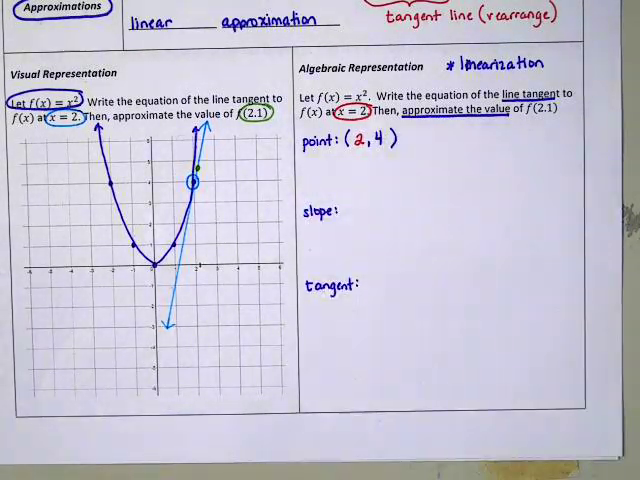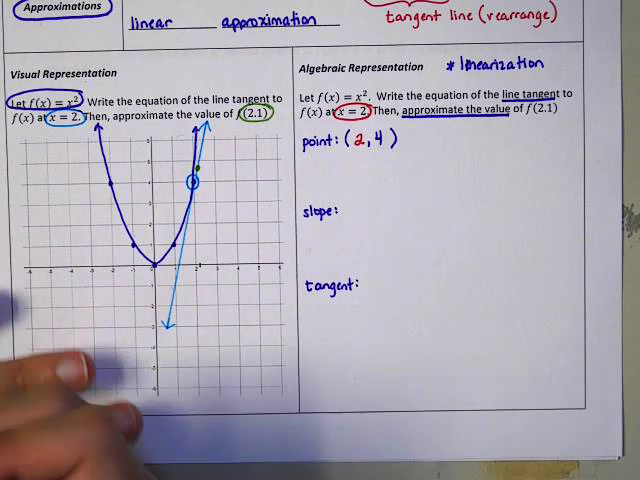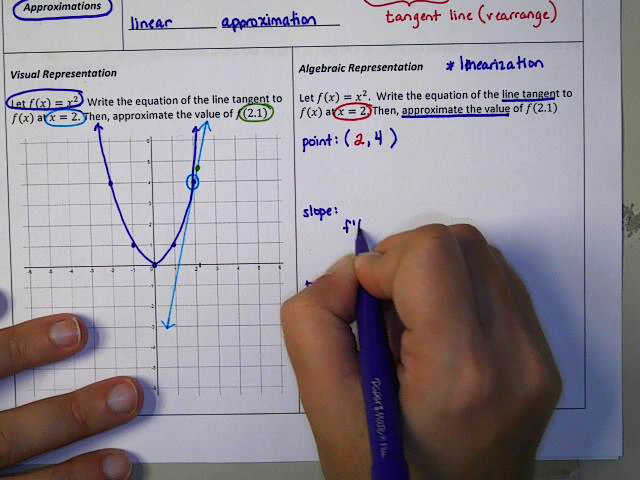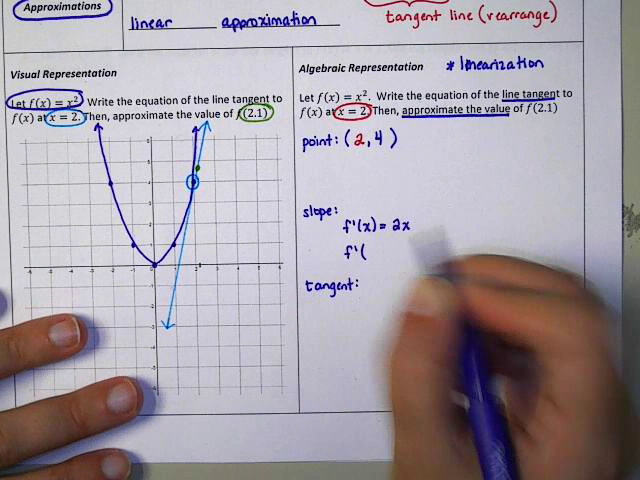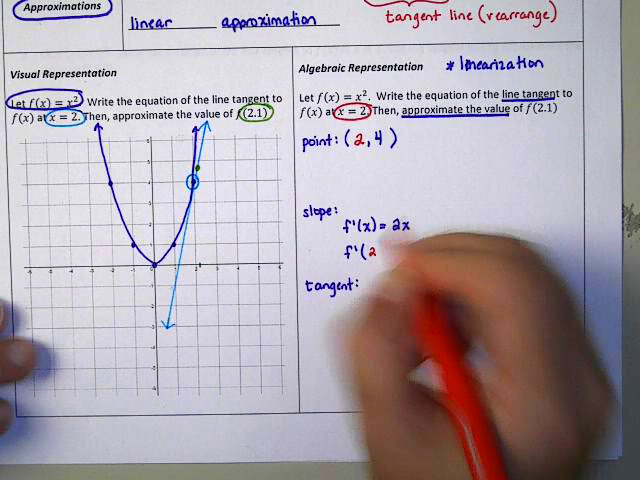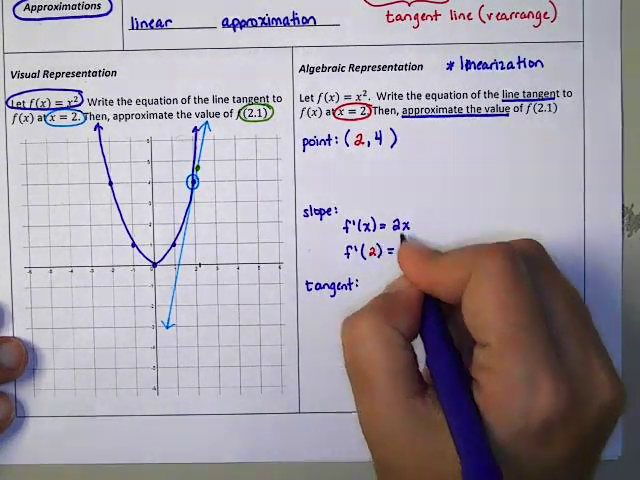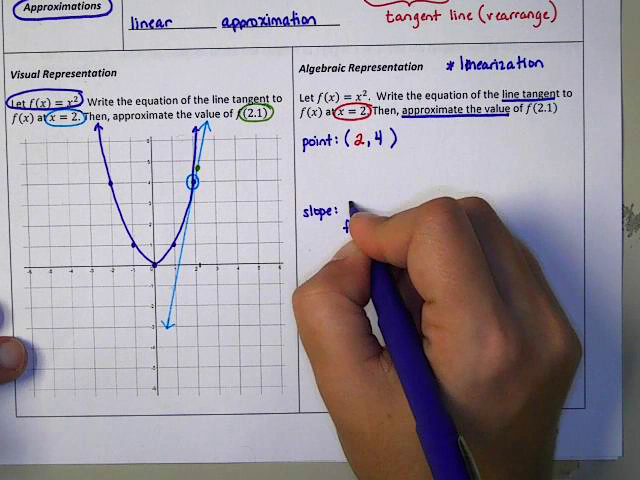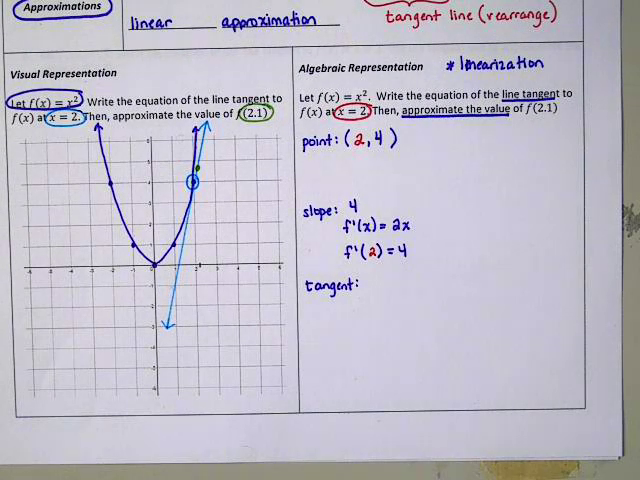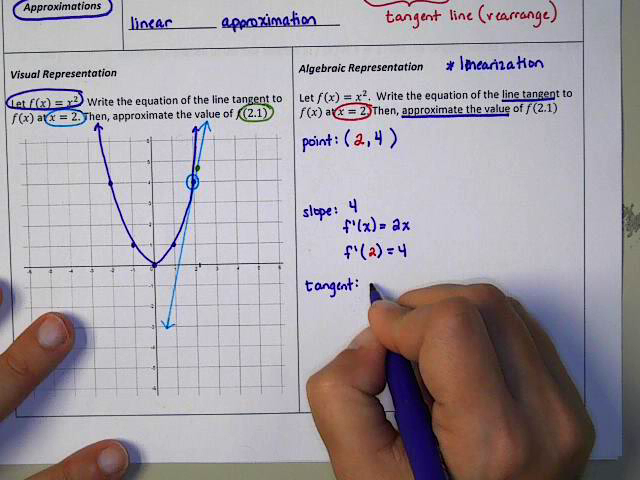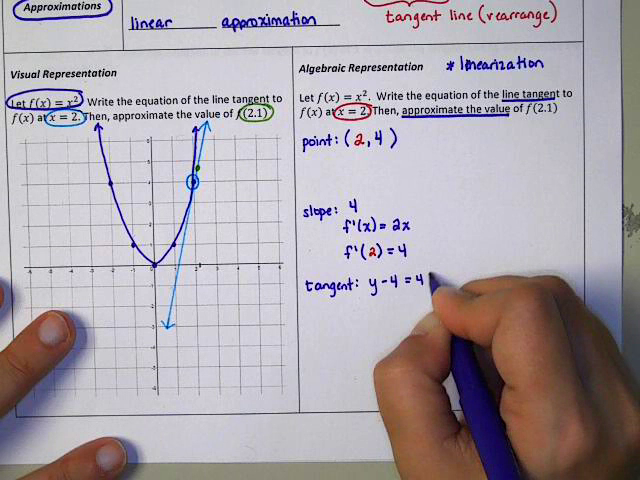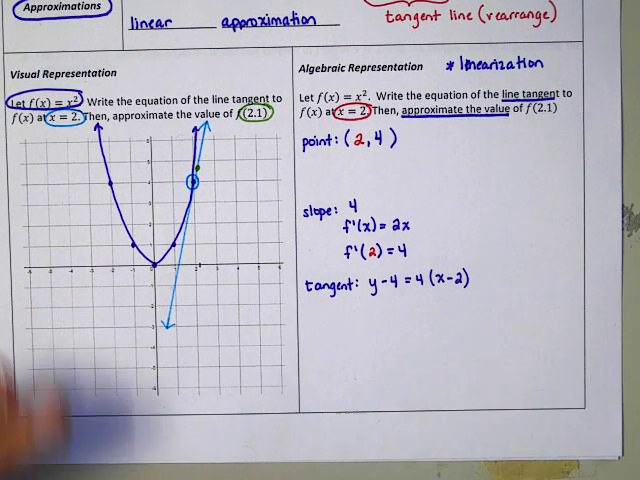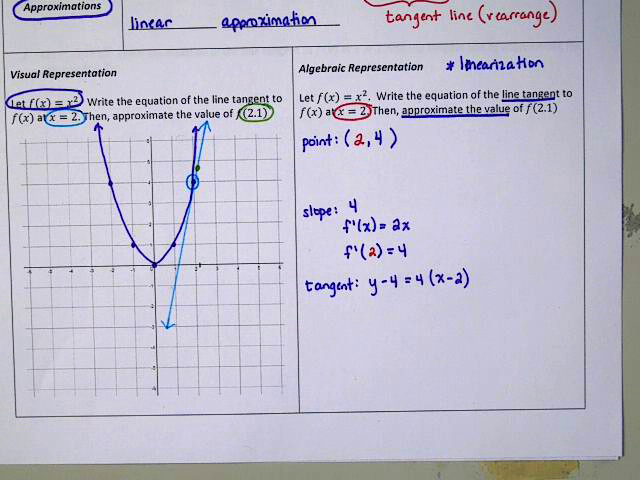In order to find the slope of a tangent line, we use the derivative. So I would start by finding the derivative of f, which would be 2x, and then I would plug in that number 2 again, which means I would get 2 times 2, which is 4. So my slope would be 4. Once I have a point and a slope, I can combine those to write the equation of the tangent line. So I would write y minus 4 equals 4 parentheses x minus 2. And normally that's where we would stop.